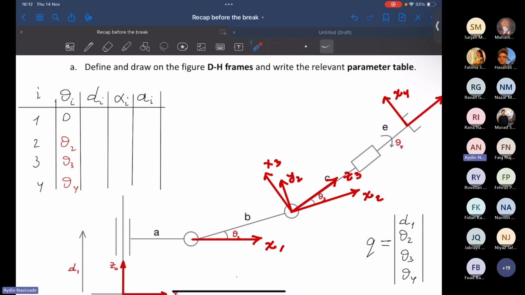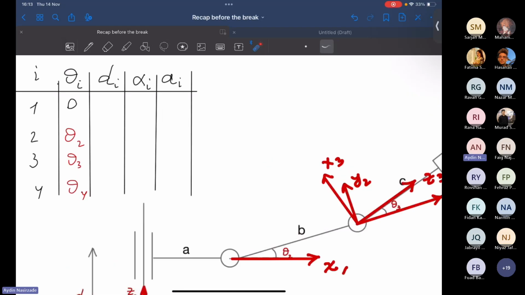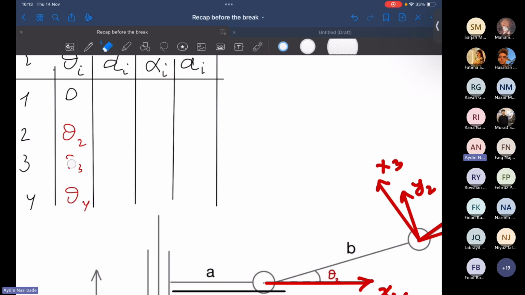So for theta 3, the question was around z2, which is towards us, right? How much do I have to rotate x2 to make it aligned with x3? What is the angle between these two x-axes? 90 plus theta. Yes, 90 degrees plus theta 3. If you provide this answer, simply theta 3, I'll accept it.